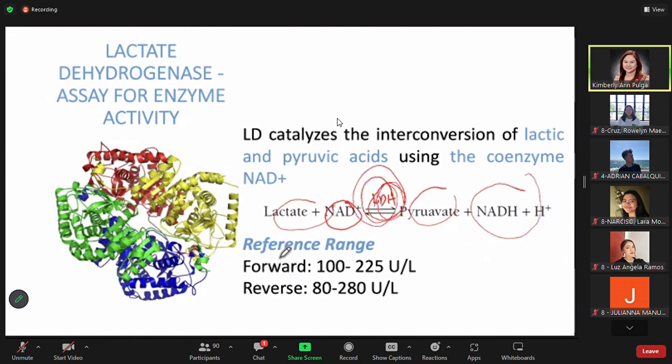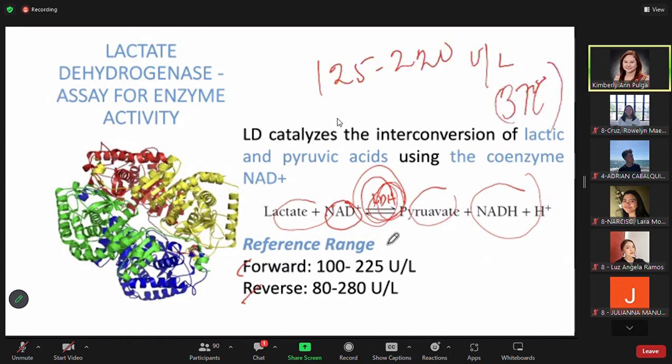For the reference range, it depends on our method. For the forward or direct method, 100 to 225, and for the reverse, 80 to 280. But in your Bishop 8th edition, 125 to 220 at 37 degrees Celsius. That is our temperature. There is no forward or reverse indicated there. This is the updated edition, the 8th edition of Bishop.